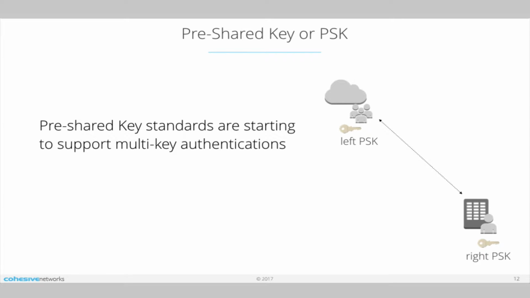Today, in most implementations, we're starting to see that the standard does support effectively your side having one secret and the other side having another secret. So think of it as if the cloud is up and to the left and the data center is down and to the right, effectively a left PSK and a right PSK.